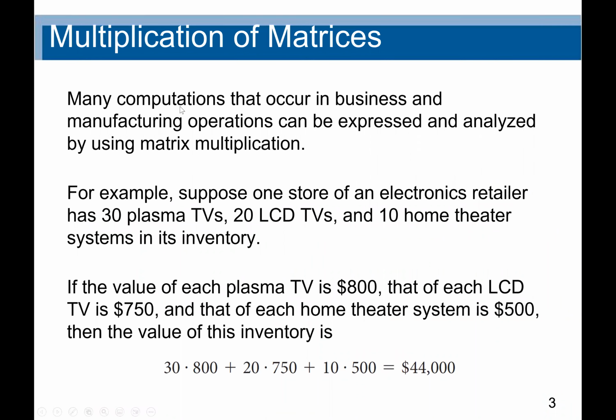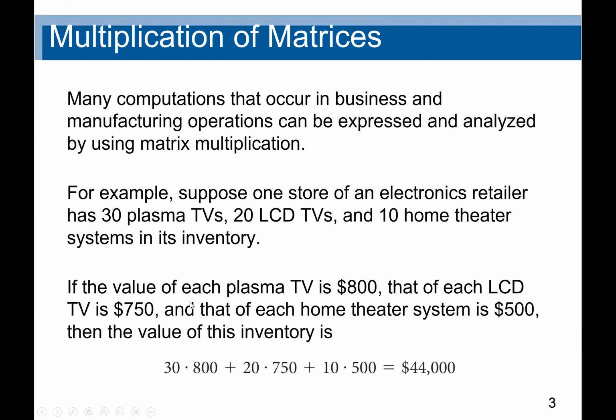Many computations that occur in business and also manufacturing operations can be expressed and analyzed by using matrix multiplication. For example, suppose one store of an electronics retailer has 30 plasma TVs and 20 LCD TVs and 10 home theater systems in its inventory.